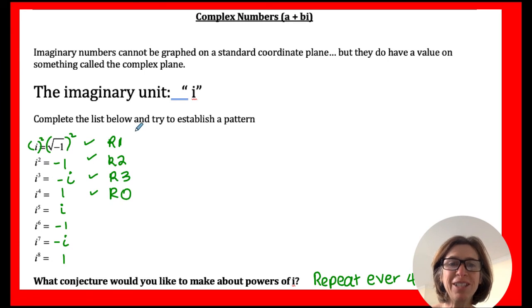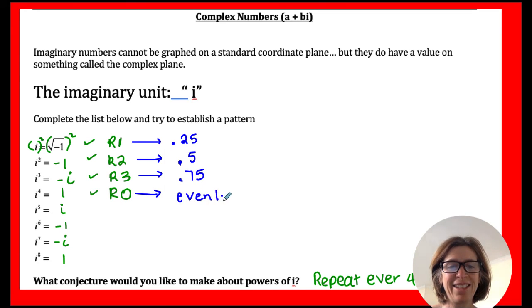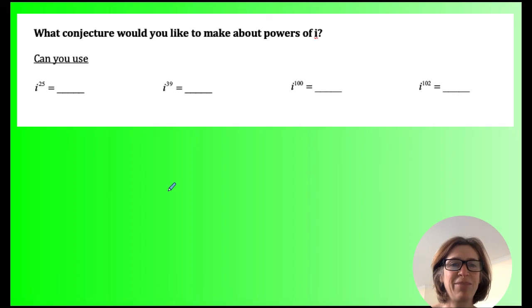And what was even more interesting was that those of you who grabbed your calculators saw that if you divided the exponent by 4, you got 0.25, 0.5, 0.75, and then it went in evenly. All right, so let's use that to evaluate powers of i.